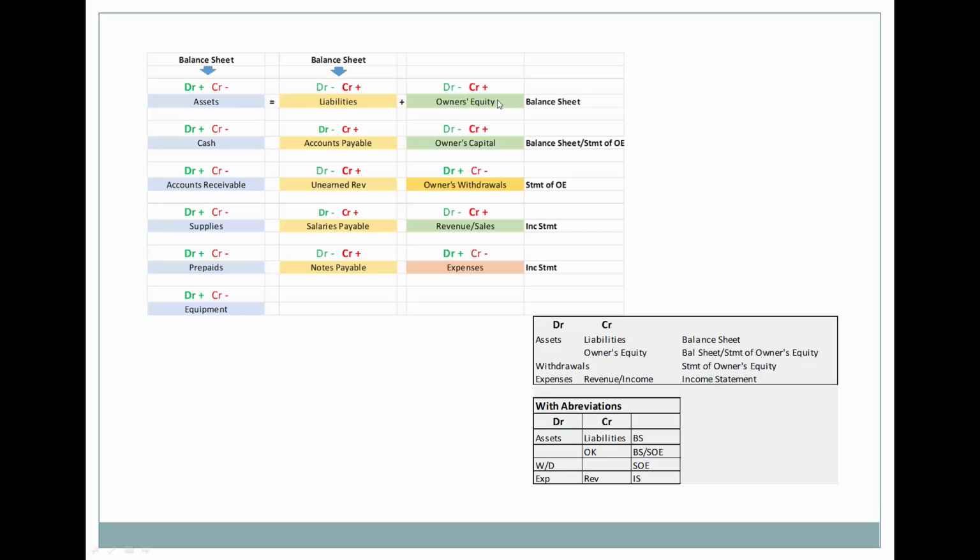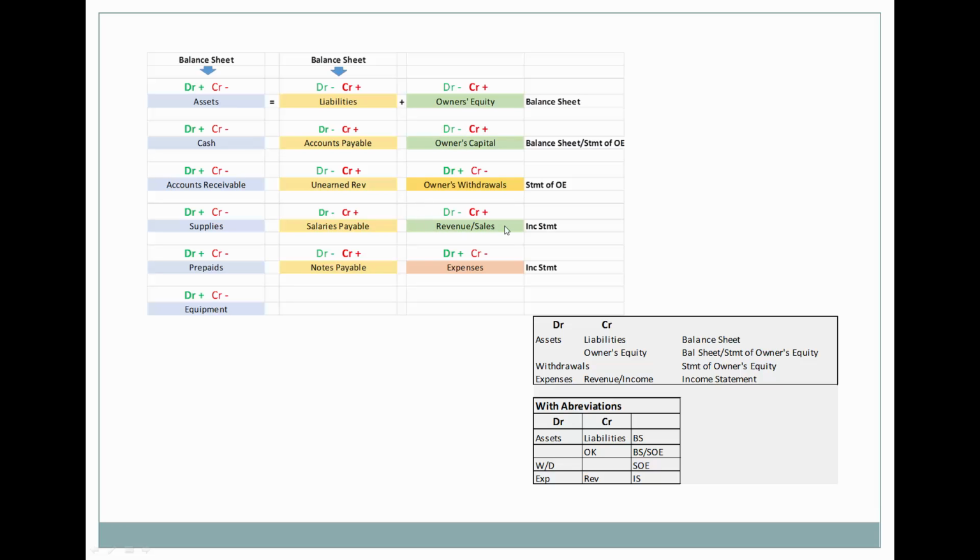Now let's look at the challenges that we have with owner's equity. Not only do the accounts belong on different financial statements, but the debits and credits switch back and forth. So generally owner's equity increases with the credit. So let's look at the things that increase owner's equity, such as owner's capital, ending owner's capital, which is found on the balance sheet and the statement of owner's equity. It increases with the credit, decreases with the debit.